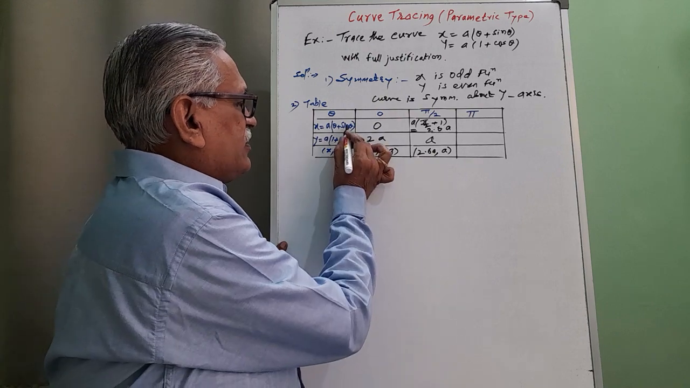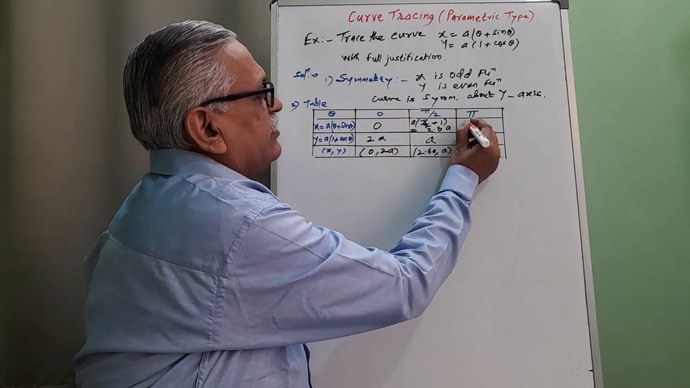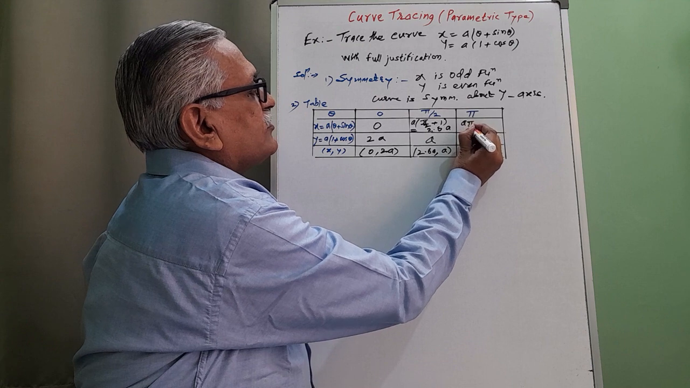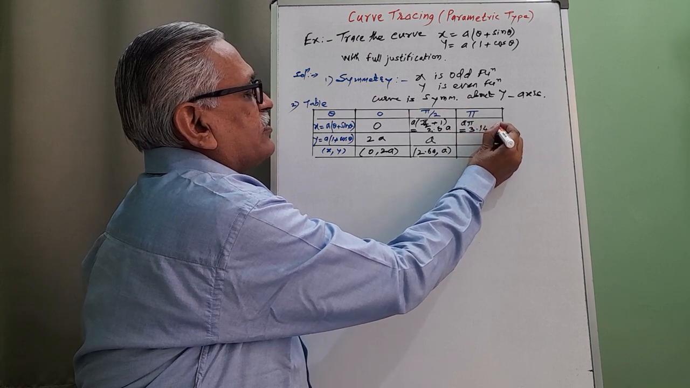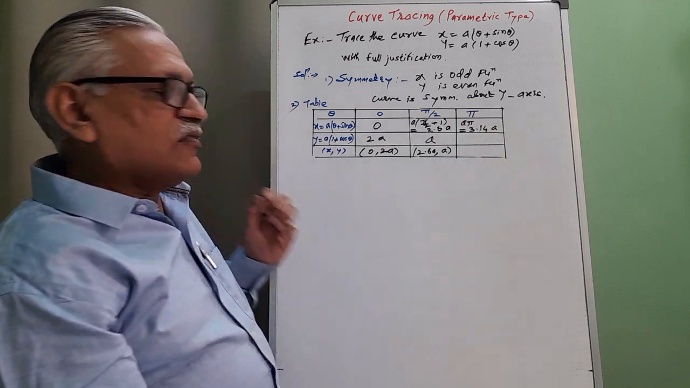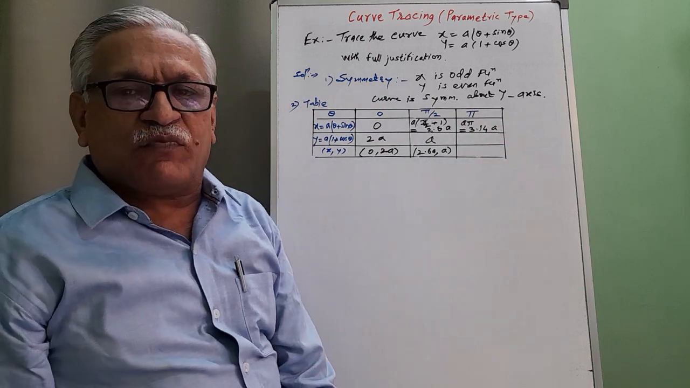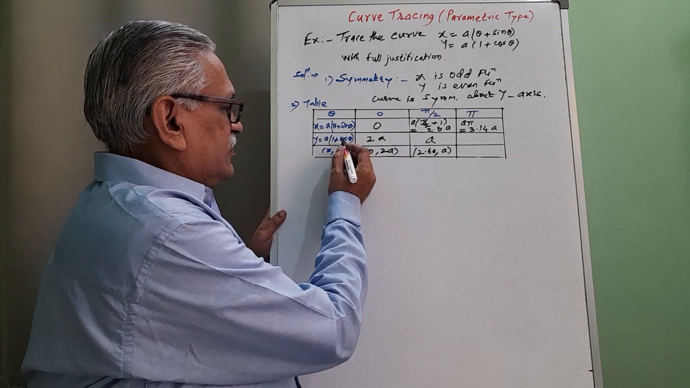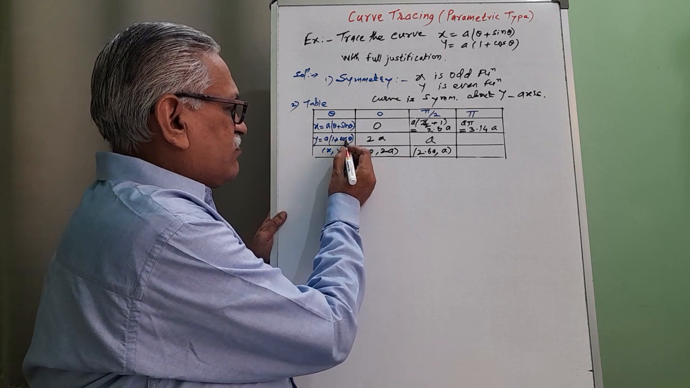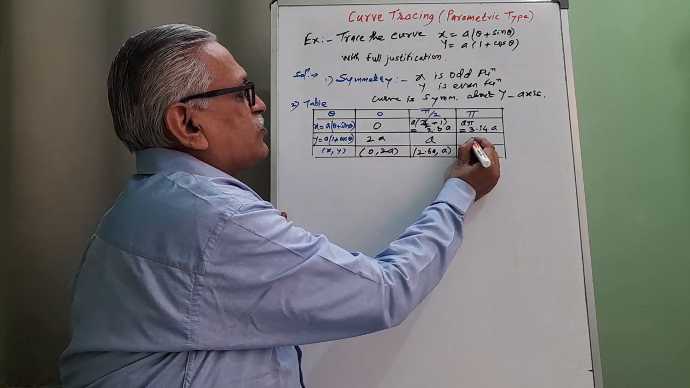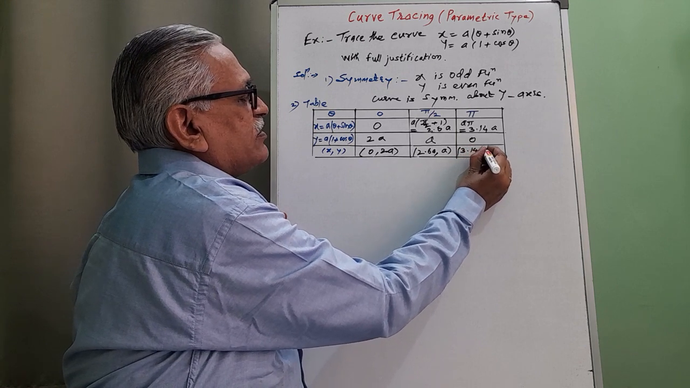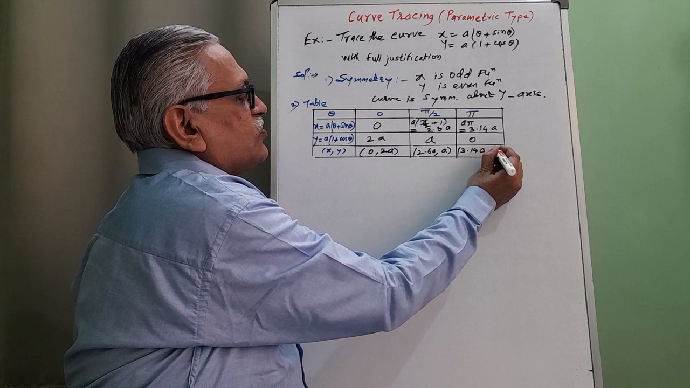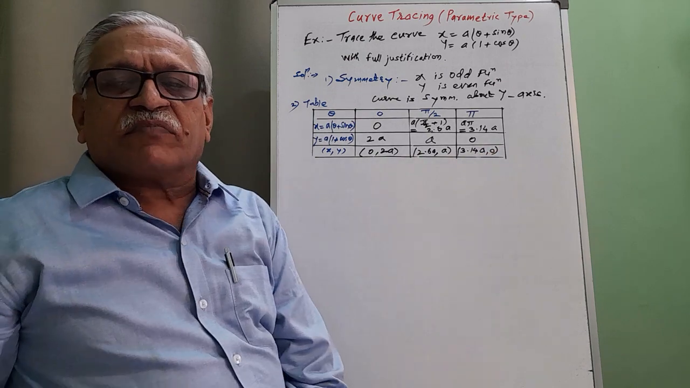Then for pi, sin pi is 0, therefore it is a pi, and the value of a pi is 3.14a. We consider the value of pi as 3.14. Cos pi is minus 1, minus 1 plus 1, we get that value as 0. And therefore the point is 3.14a and 0.